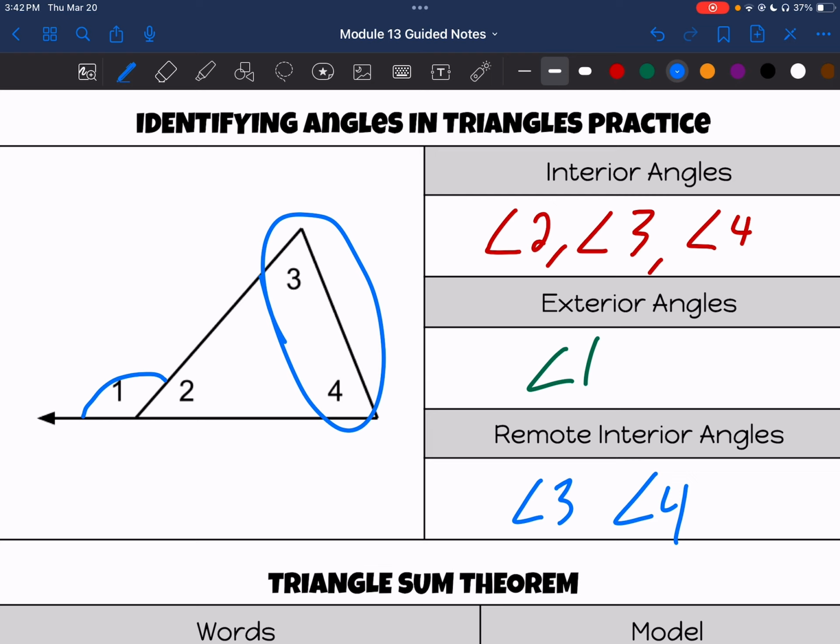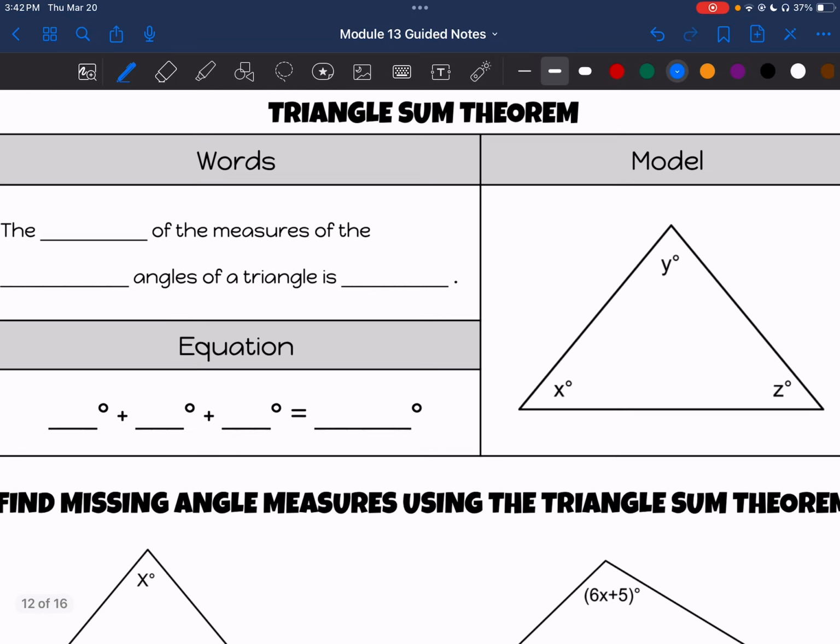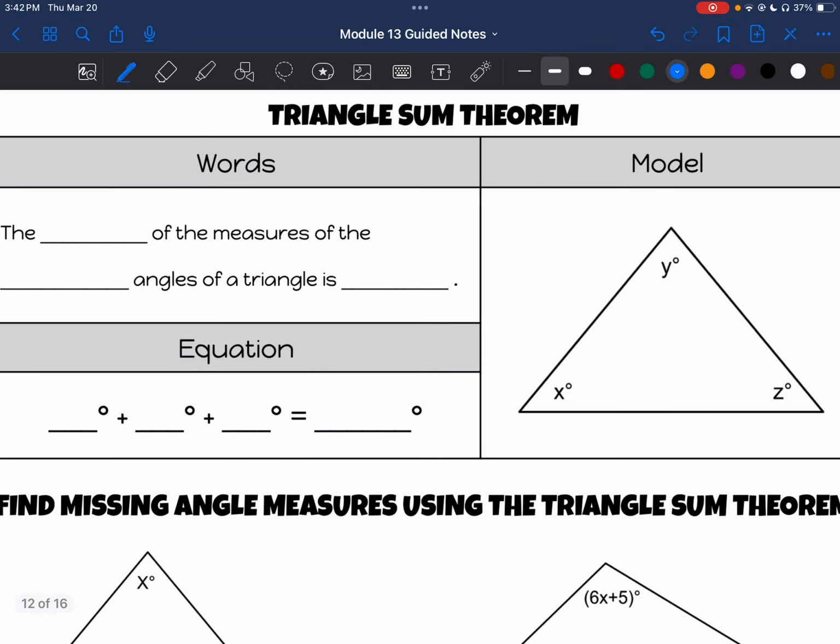Again, we will tackle that more in our next lesson. All right, triangle sum theorem. You may know this already, so bear with us. But if you don't, the sum of the measures of the interior angles of a triangle is 180 degrees. Okay, the sum of the measures of the interior angles of a triangle is 180 degrees.